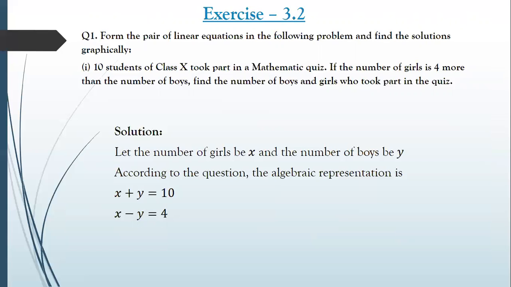Let the number of girls be x and let the number of boys be y. According to the question, x plus y is 10 because totally 10 students are there, and the number of girls is 4 more than the number of boys. So x minus y will be 4.